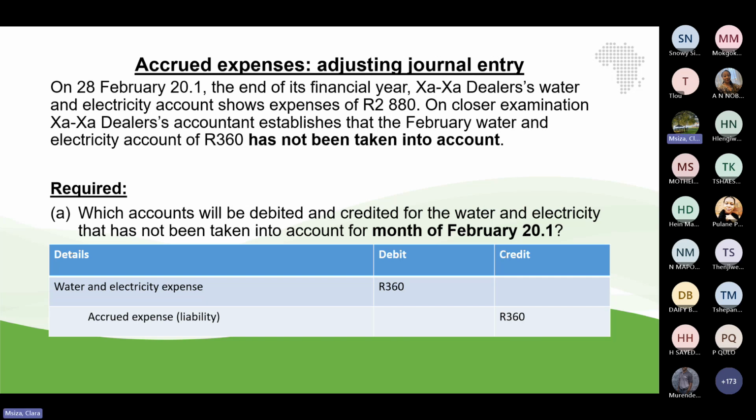Let's remember the definition of accrued expense. So already we know what an accrued expense is. It refers to expenses that have been incurred in the current financial period, but which are still unpaid at the end of the current period. So it is our expenses, we as a business have incurred this, but we have not paid it at the end of the current financial period.